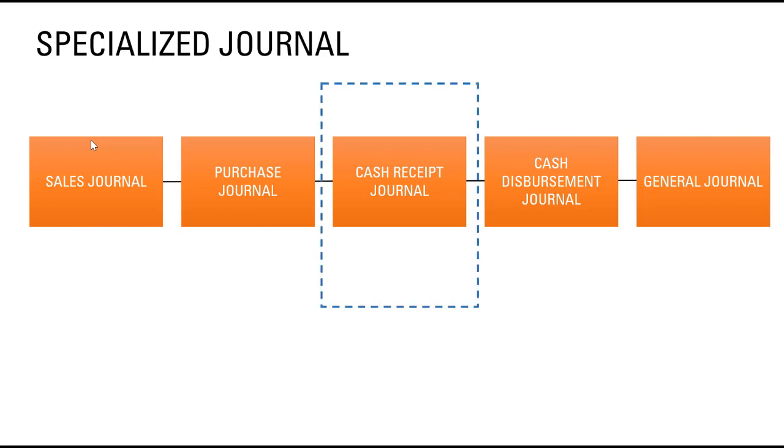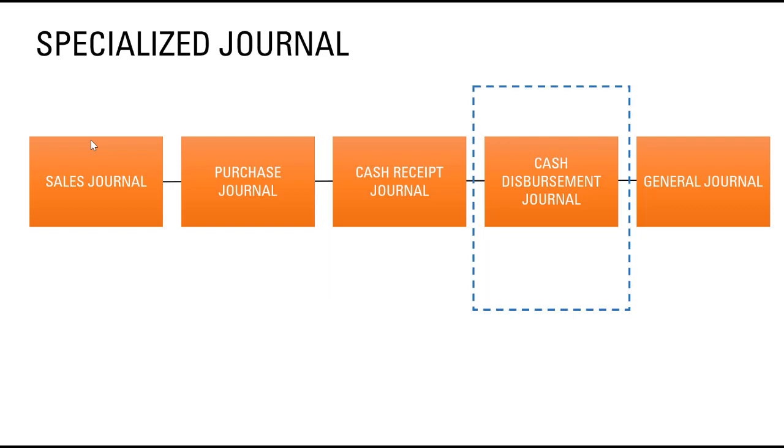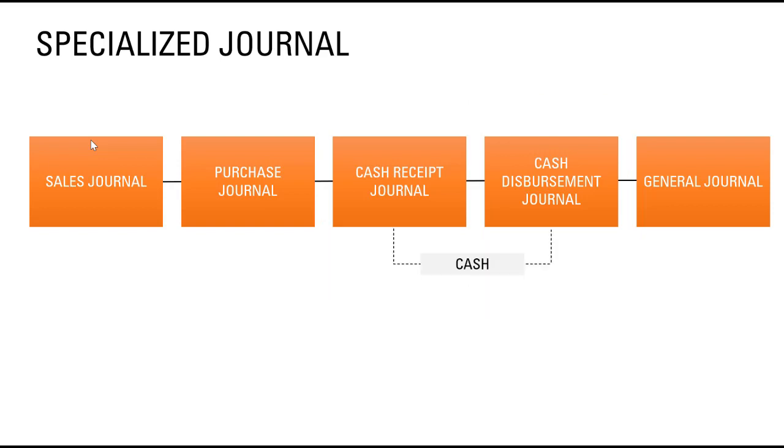Next item on our list is the cash receipt journal, where we record all transactions where receipt of cash is involved. So the cash received from sales is also recorded on this journal. Next is our cash disbursement journal, where all the cash disbursements are recorded. So cash payments to purchases are recorded here. So these two journals track cash transactions.